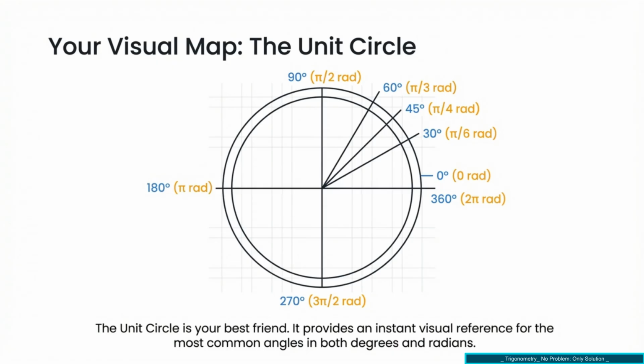The unit circle is your visual map. It provides an instant reference for the most common angles in both degrees and radians, such as 90 degrees equals pi over 2 radians, and 180 degrees equals pi radians.